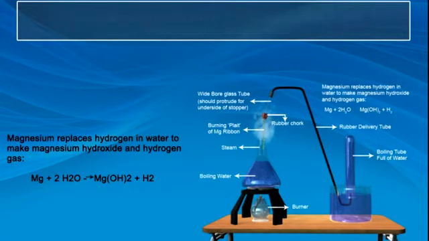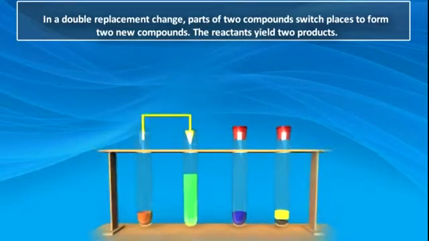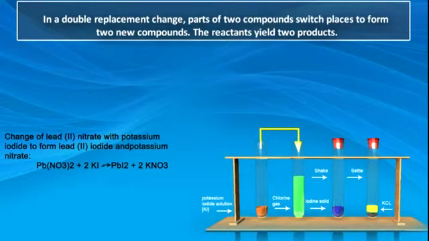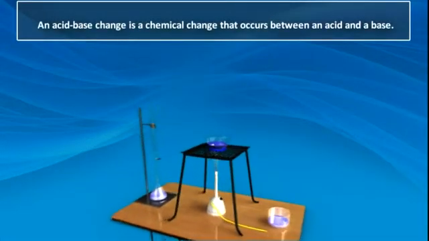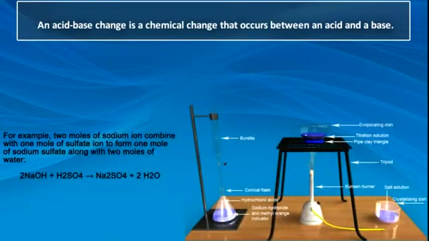another. Double displacement change occurs when the anions and cations of 2 different molecules switch places, forming 2 entirely different compounds. Acid-base is a special kind of double displacement change that takes place when an acid and base react with each other.